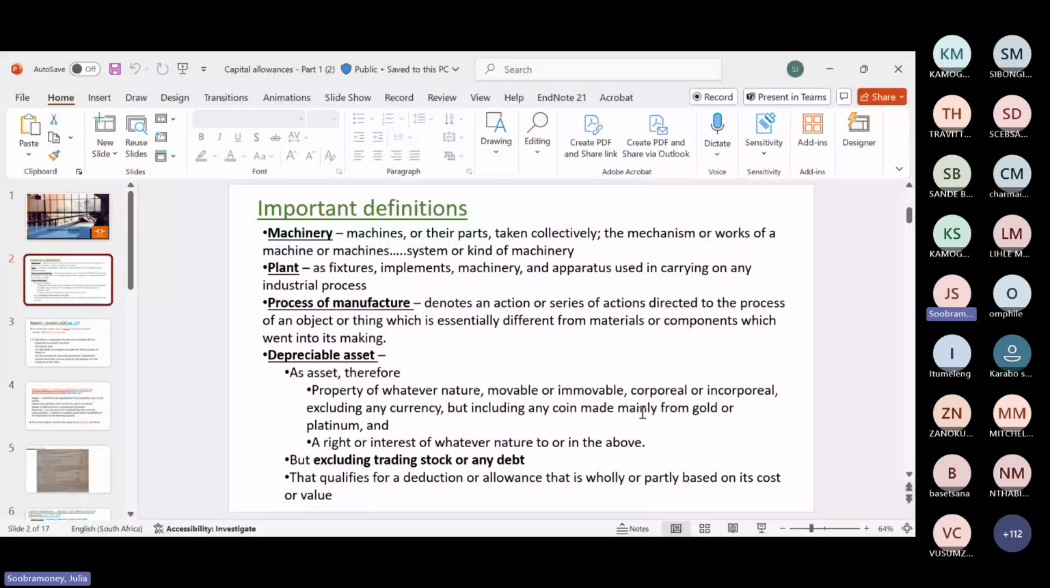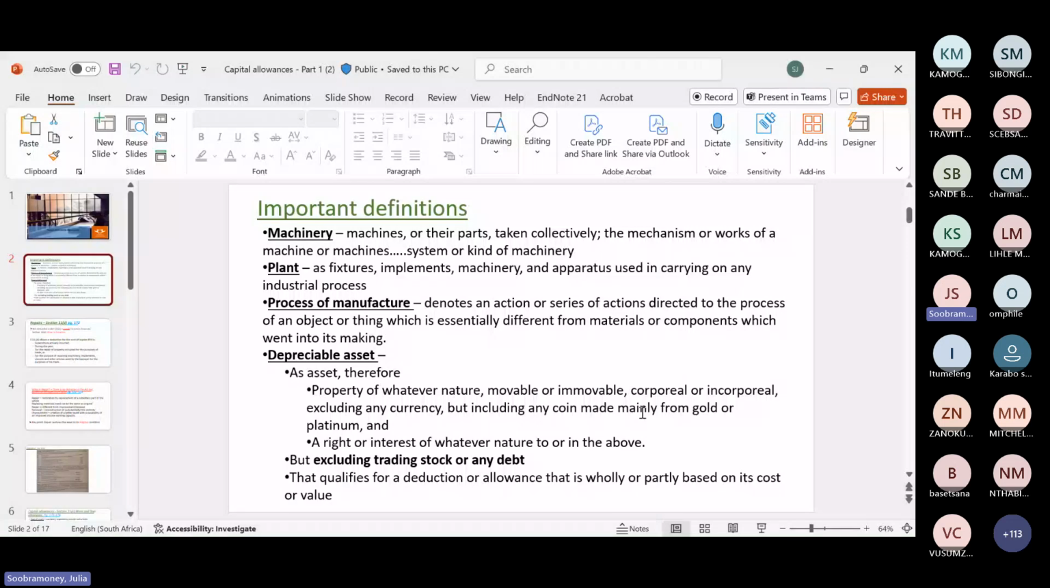Because these types of coins are coins that people use as assets. So they will keep it, and then maybe in 4 or 5 years' time, when the value grows, they will sell their coins. A good example of that is a Kruger coin, most probably. So those types of coins are seen as assets.